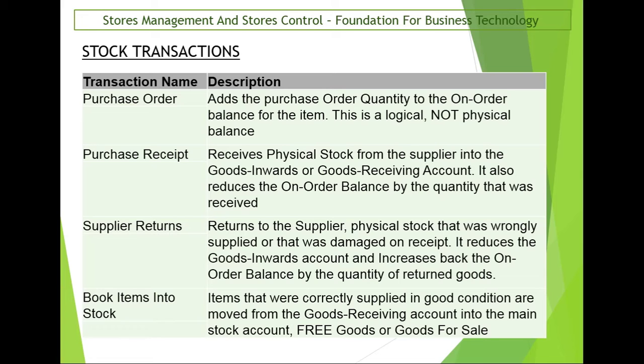All the items that were correctly supplied in good condition are now moved from the goods receiving account into the main stock account. It could be a free goods account, it could be a goods for sale account, you might call it goods on hand or stock on hand. It depends on how you have set up your stock accounts. But now we are moving the stock from the goods receiving into the main holding account for stock in our stores.